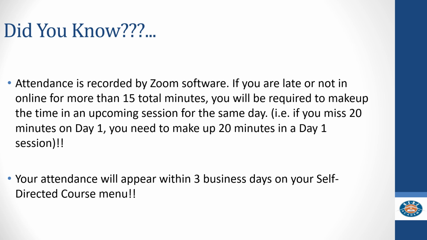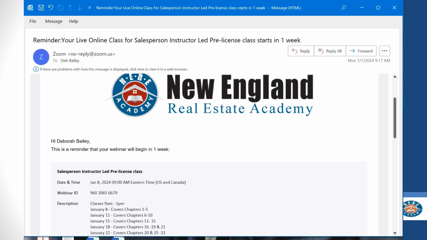You are going to see your attendance for all of your Zoom webinars recorded within 3 business days on your self-directed course menu. So look for that. If you feel that there's an issue and you attended yet you're not seeing a green check mark, please be sure to contact the office.